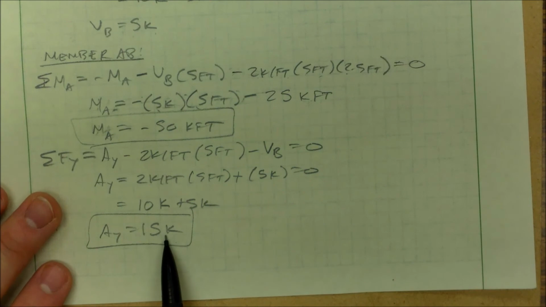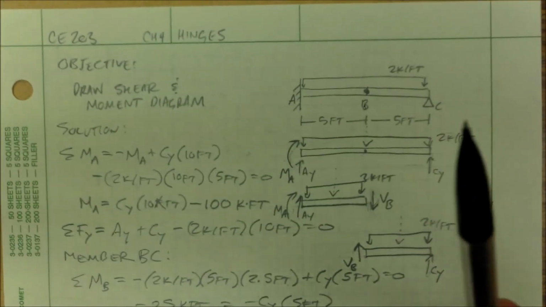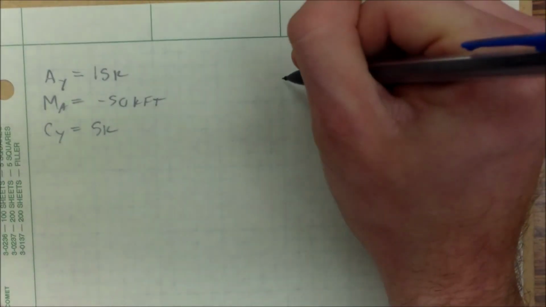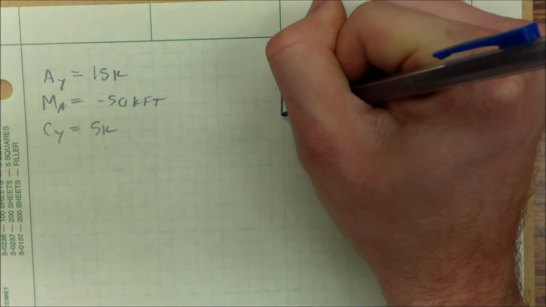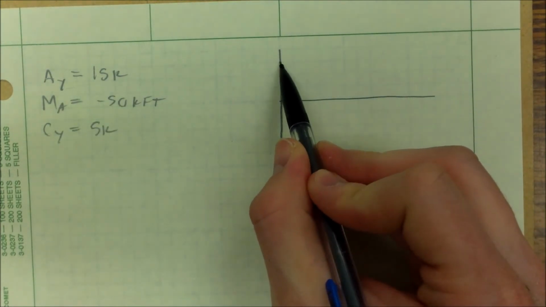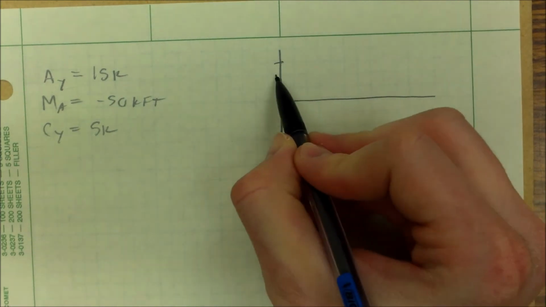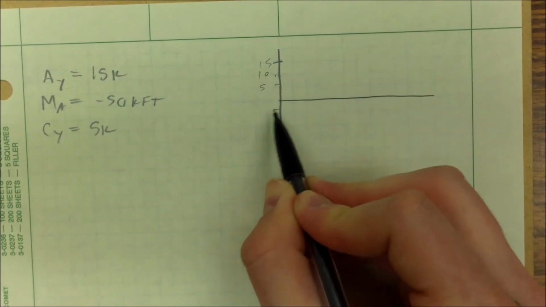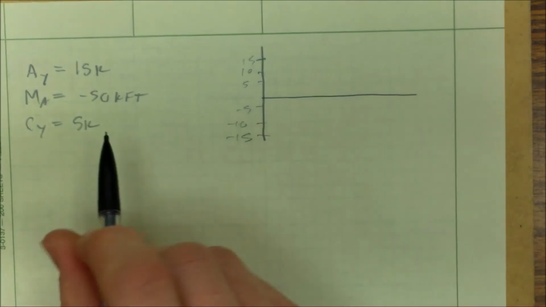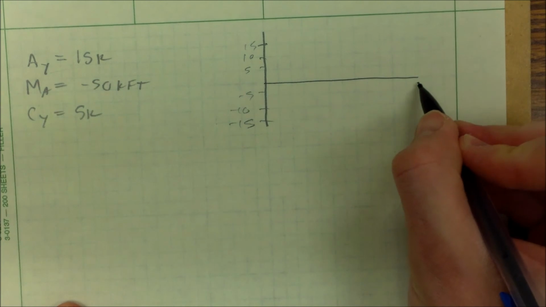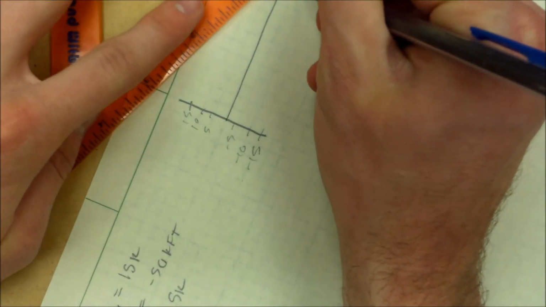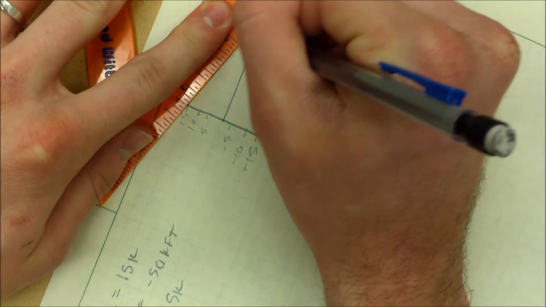This gives us the reaction supports, and we were looking for drawing the shear and moment diagrams. So we got our reaction supports, and I need to draw my shear diagram now. I know my max value is going to be 15 kips. I'll say this is 5, 10, 15, negative 5, negative 10, negative 15. And at the very end I'm going to have to go up 5 again. So I can do a straight line between these two.